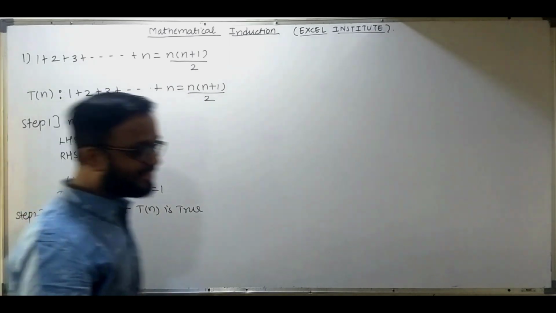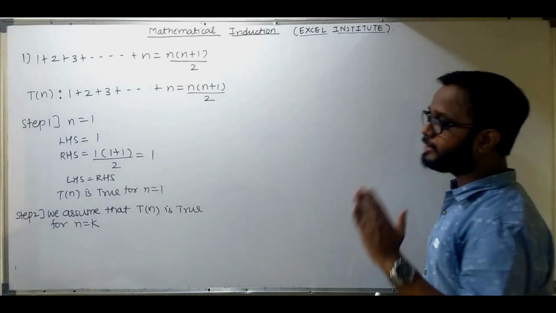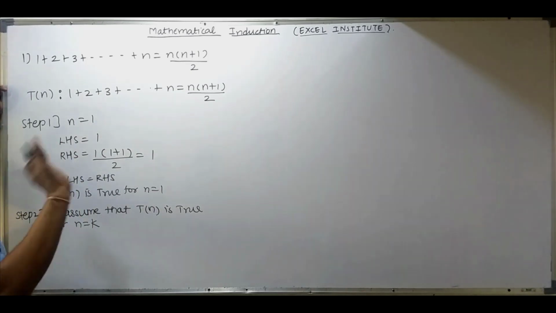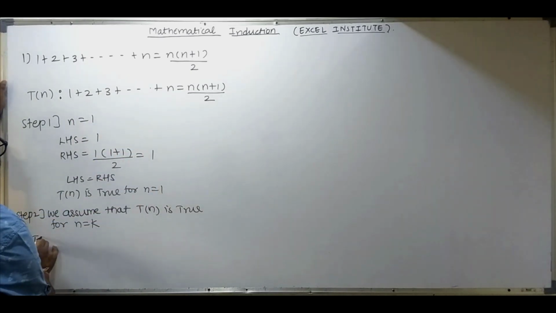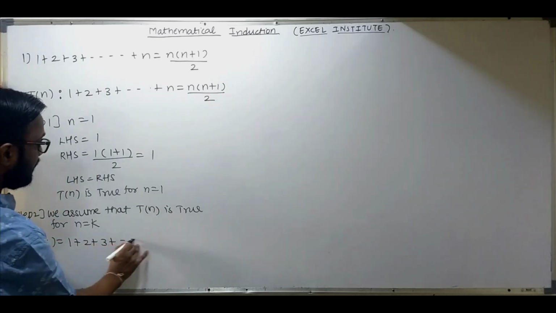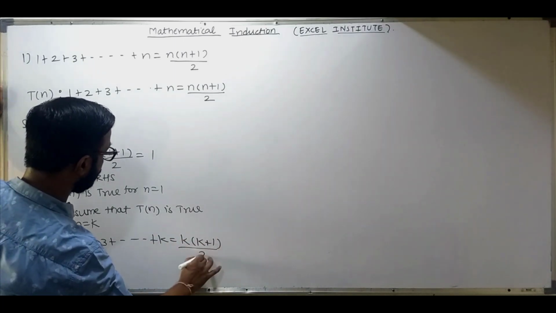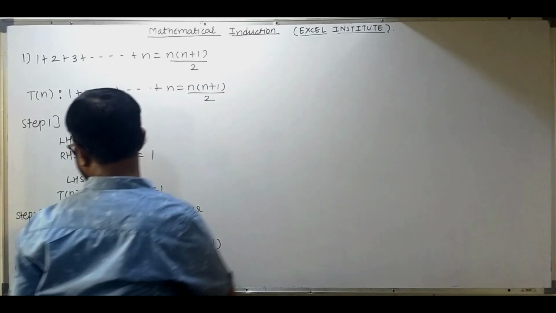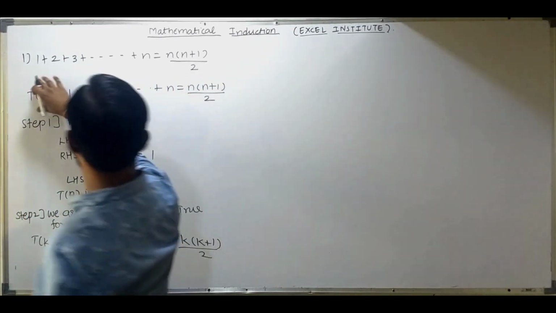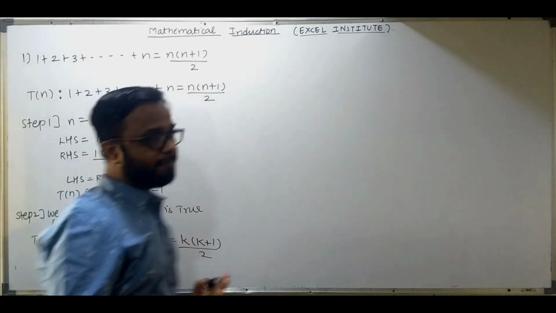Second step is always an assumption, okay? In mathematical induction, the second step is always an assumption. So we assume that P of n is true for n equal to k. We don't know, we just assume that it is true. This is 1 plus 2 plus 3, like this, where n is replaced by k. This is k into k plus 1 by 2. We assume that P of n is true for n equal to k means, in P of n, everywhere just replace n by k. That's it. So the second step is always an assumption.